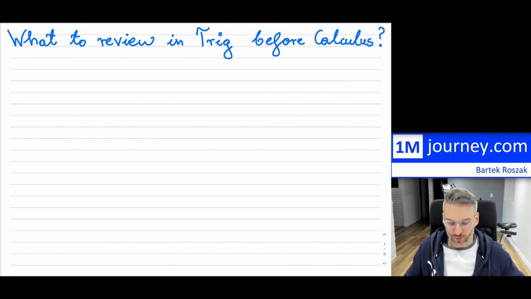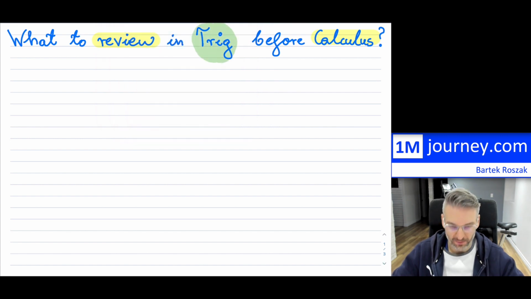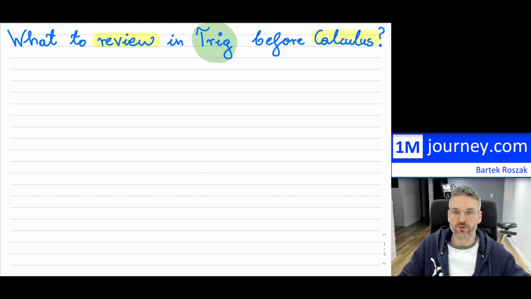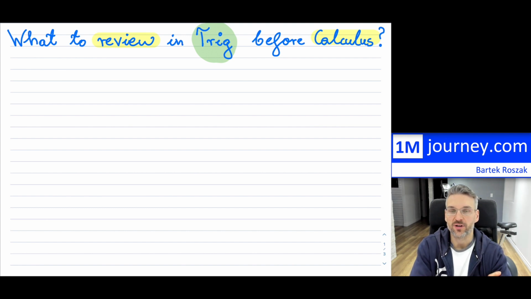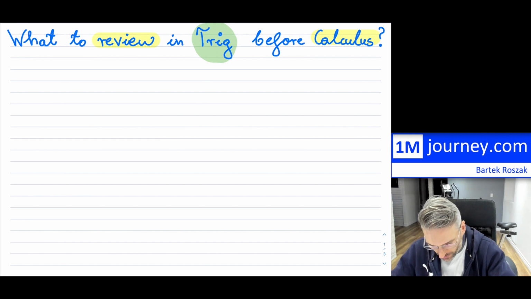Now, what is it that we should review, or what should we be comfortable with before we walk into calculus? Trigonometry, which we typically refer to as trig, for those who have done it in the past, begins in grade 10, and then spills over to grade 11, and then if you're lucky enough to take an advanced functions course, you'll see it in grade 12 as well, which I highly recommend.